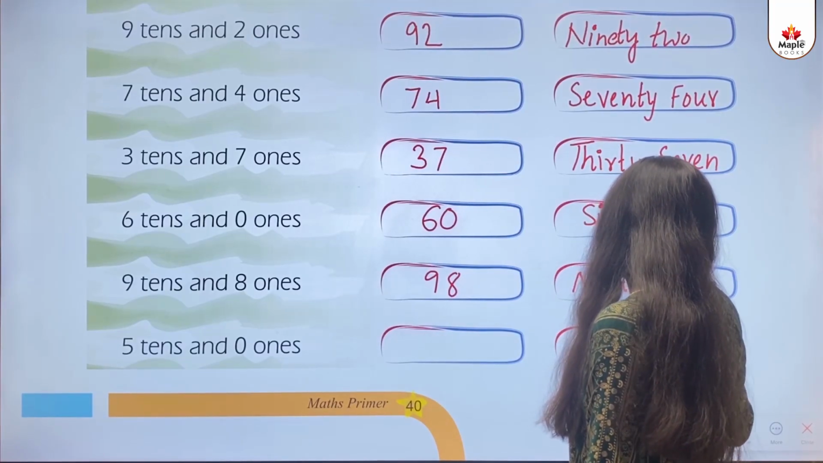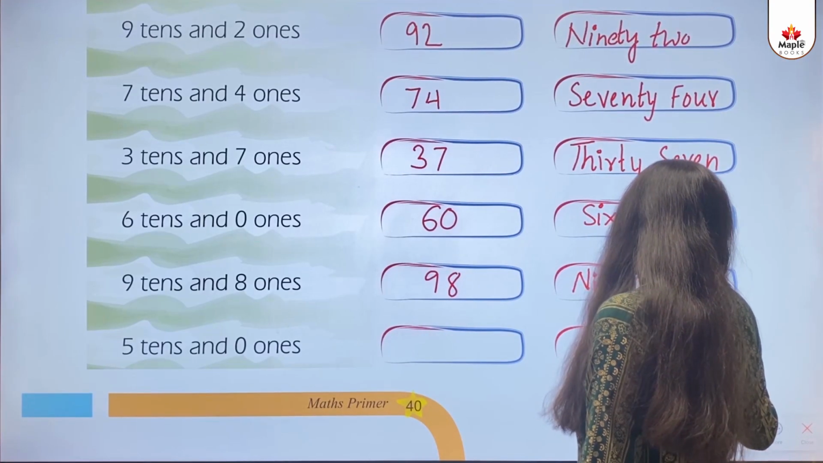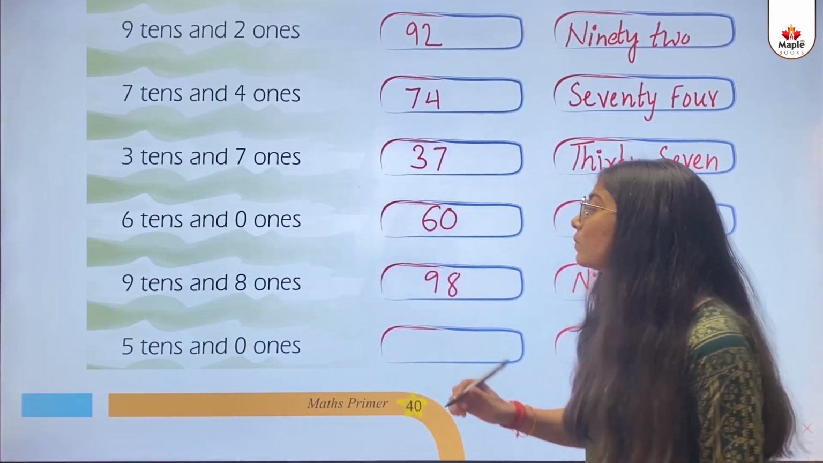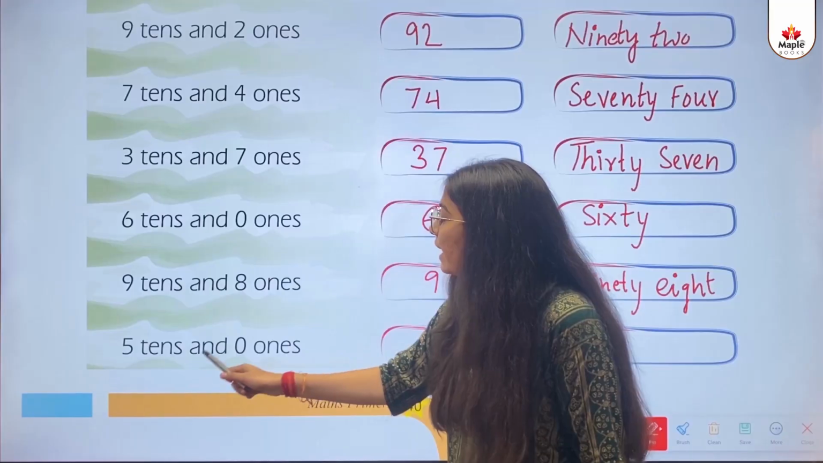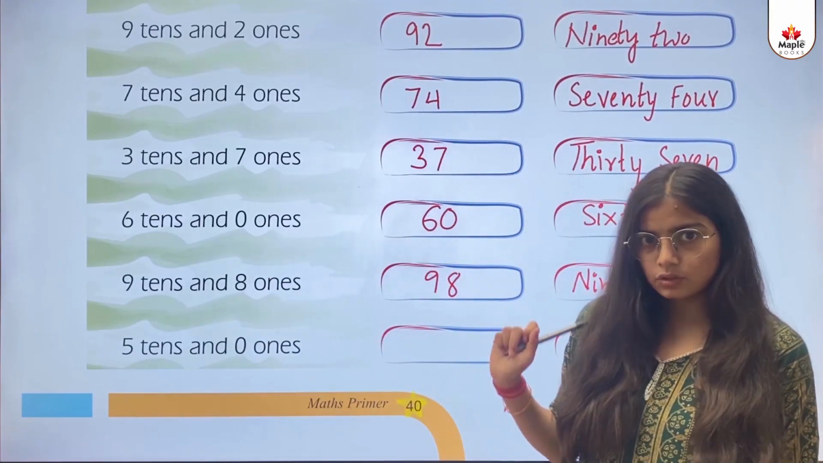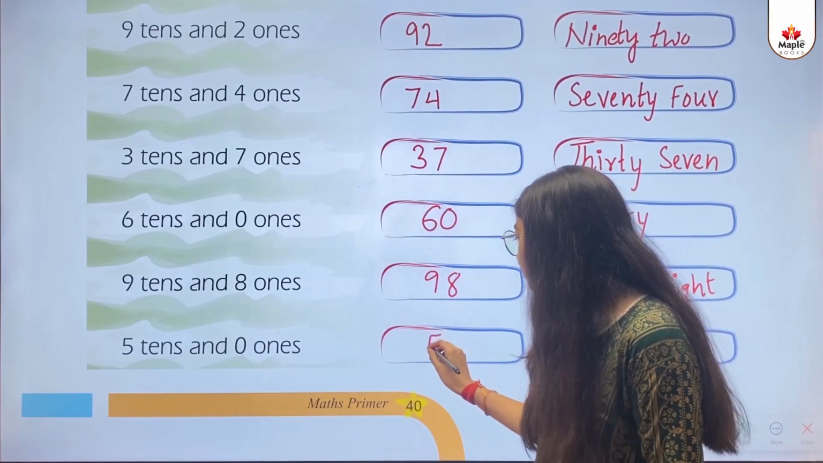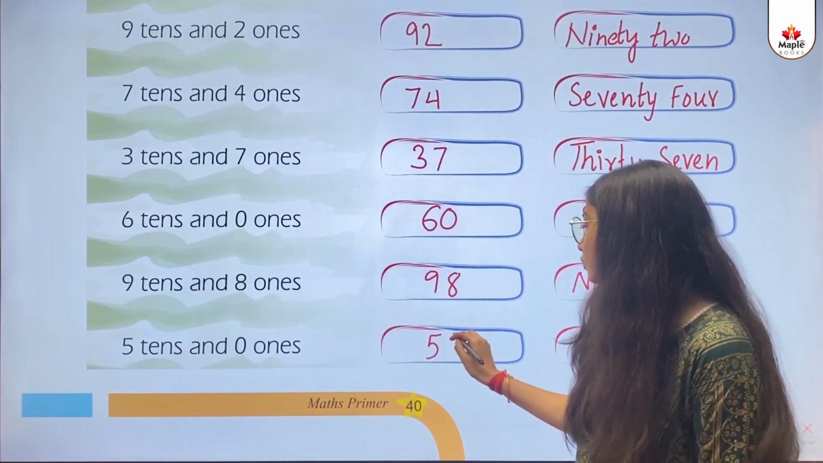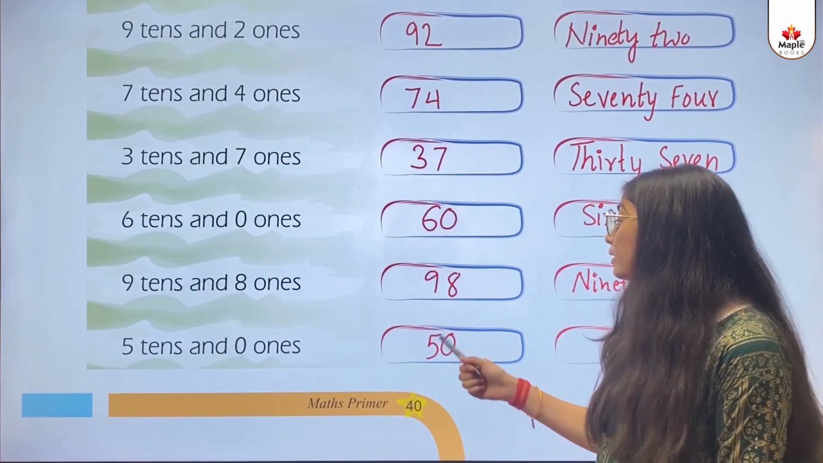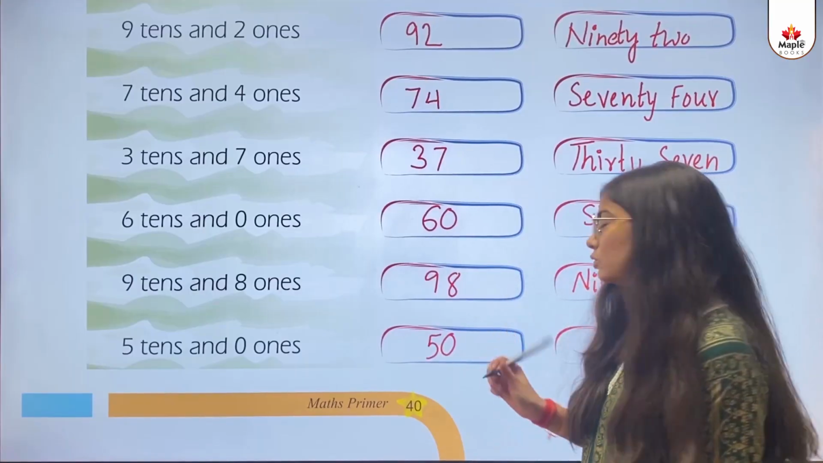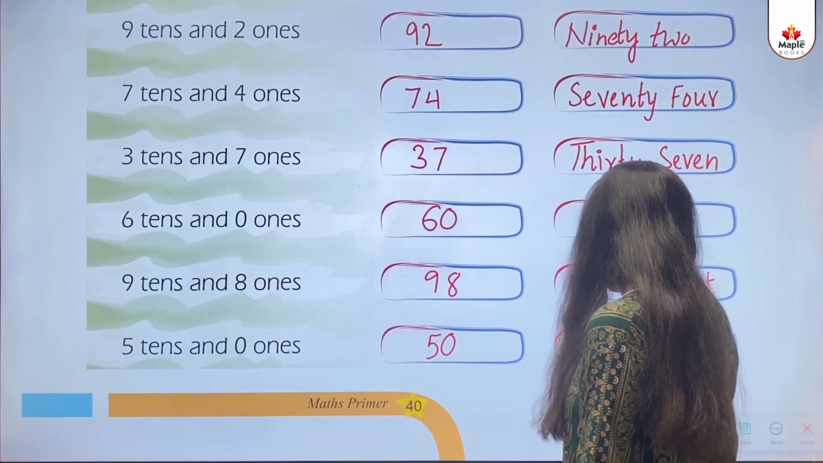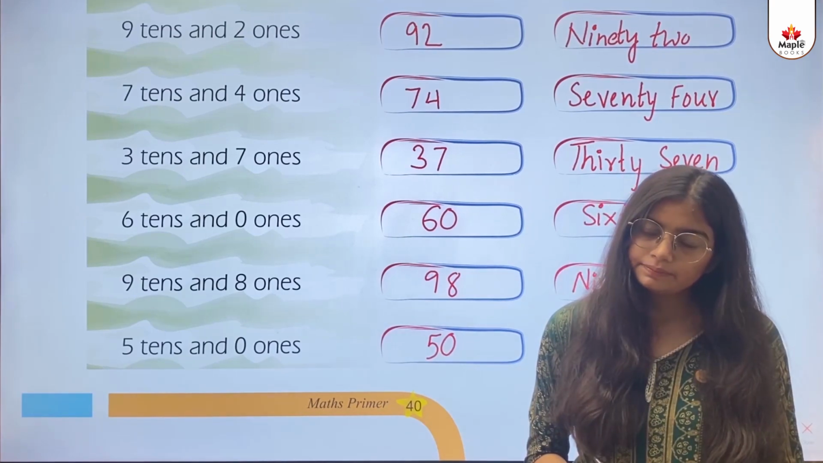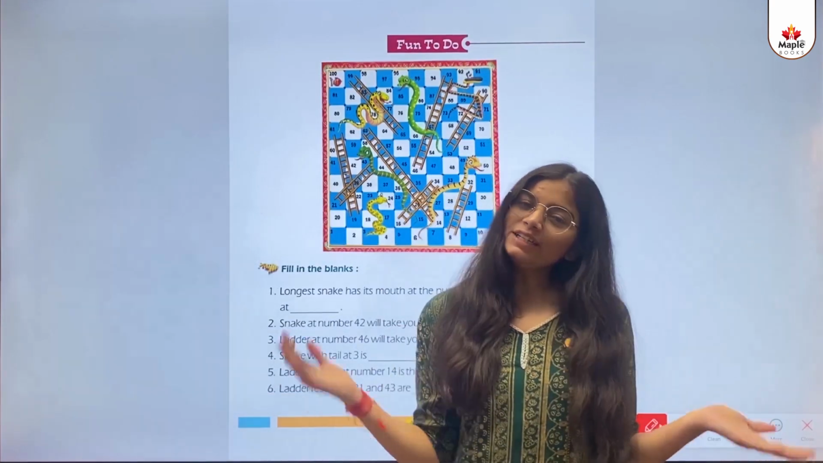N-I-N-E-T-Y, 90. E-I-G-H-T, 98. Okay. Then 5 tens and 0 ones. So what do we write? 5, and in the ones place there is a 0. So we will add a 0 here. So what does it make? 50. F-I-F-T-Y. 50. Clear? Fun to do.